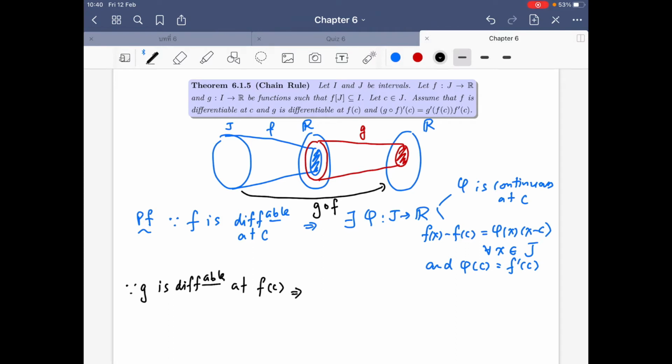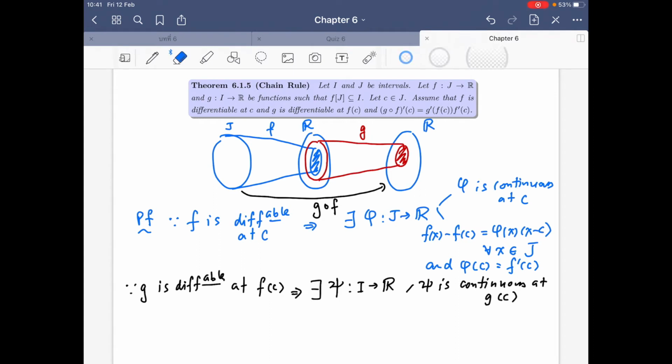Okay, so by the same Carathéodory theorem, we have another function. Instead of using phi, we use psi. This psi is defined from I to R, because the domain of g is I. All right, so your psi is continuous at g(c), f(c), at the point of differentiability.